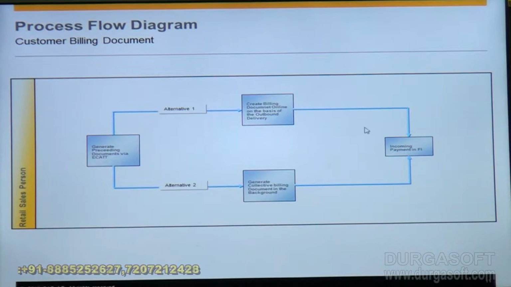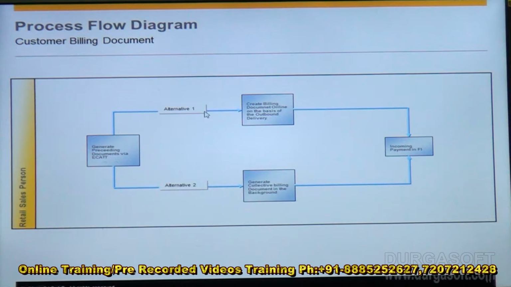So we have different types of alternatives which we use to generate the document via VF01. We have two different types of alternatives: create billing document online on the basis of outbound delivery, or generate collective billing document in the background, then incoming payment in finance.